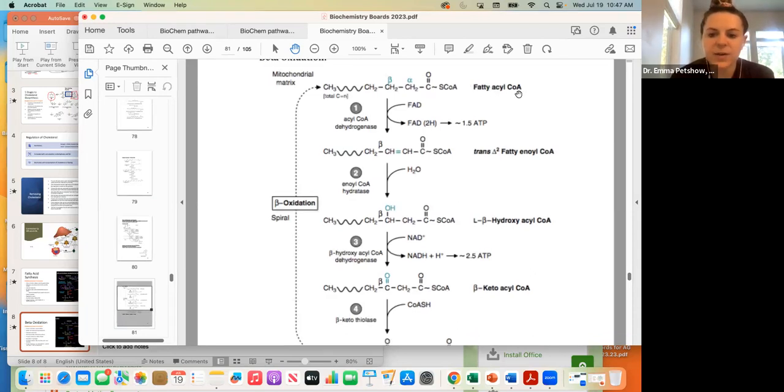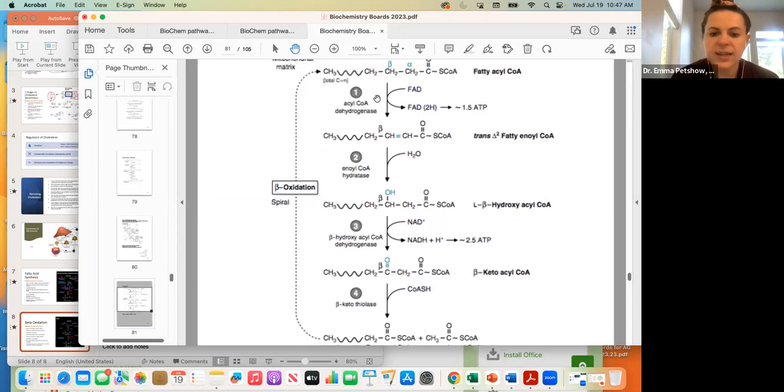So you'll have fatty acyl-CoA is going to generate 1.5 ATP because you get an FADH2 from your first step, your acyl-CoA dehydrogenase. Then your third step, you get an NADH through beta hydroxyacyl-CoA dehydrogenase. All I would remember here is your dehydrogenase enzymes in beta oxidation are the ones that generate energy for you. They're the ones that are going to give you ATP.